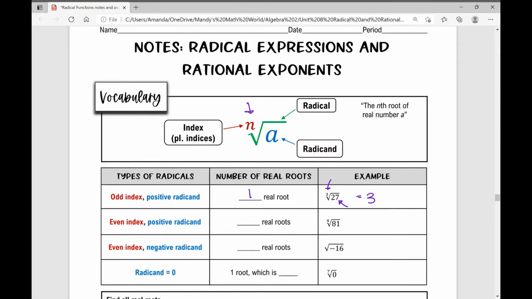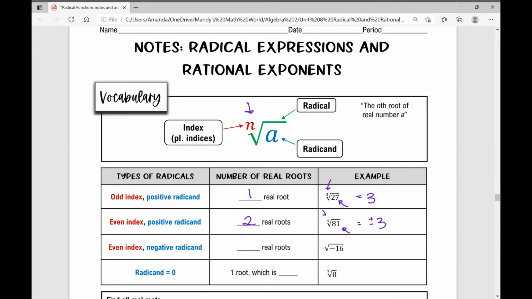So let's look at our next scenario. An even index, this right here is even, the fourth root, with a positive radicand. So what's underneath the radical is positive. If you have an even index and a positive radicand, you'll have two real roots. So the fourth root of 81 is actually positive and negative 3, because 3 times 3 times 3 times 3 is positive 81, but negative 3 times negative 3 times negative 3 times negative 3 is also 81.